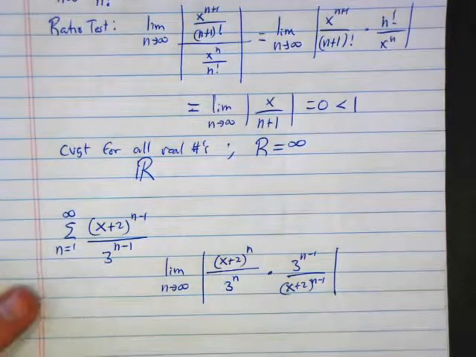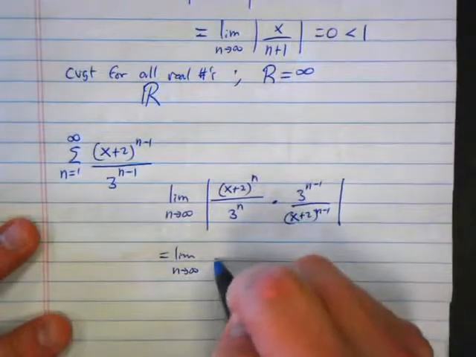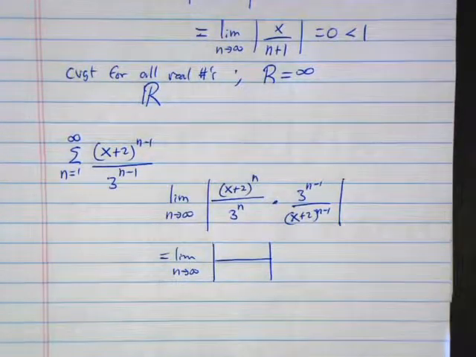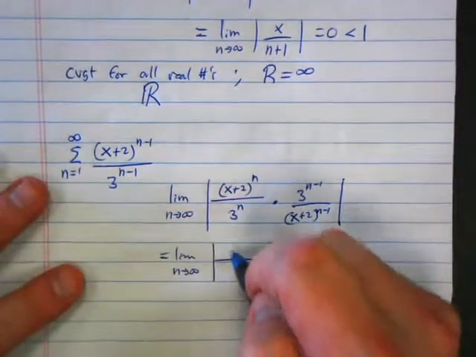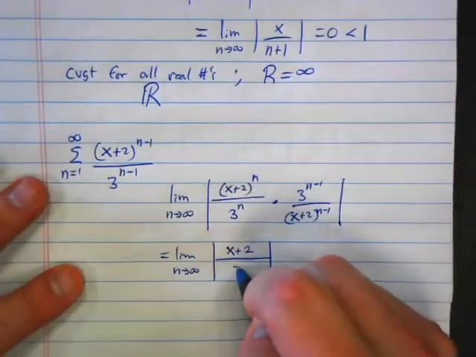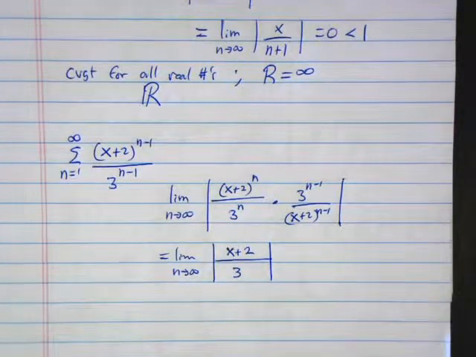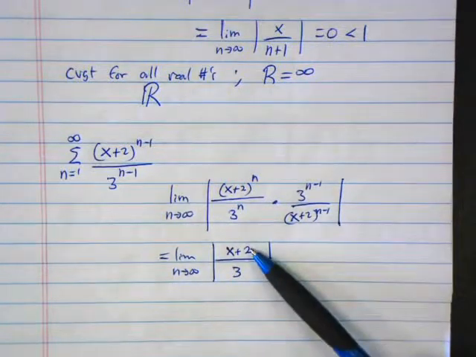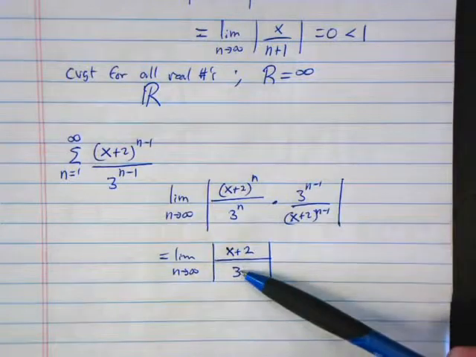Reduce my fraction. Limit as n goes to infinity. What do you get when you reduce this fraction? Absolute value of x plus 2 over 3. I subtract my exponents. n minus 1, that's 1. n minus 1 minus n, that's a negative 1, so that one goes on bottom.